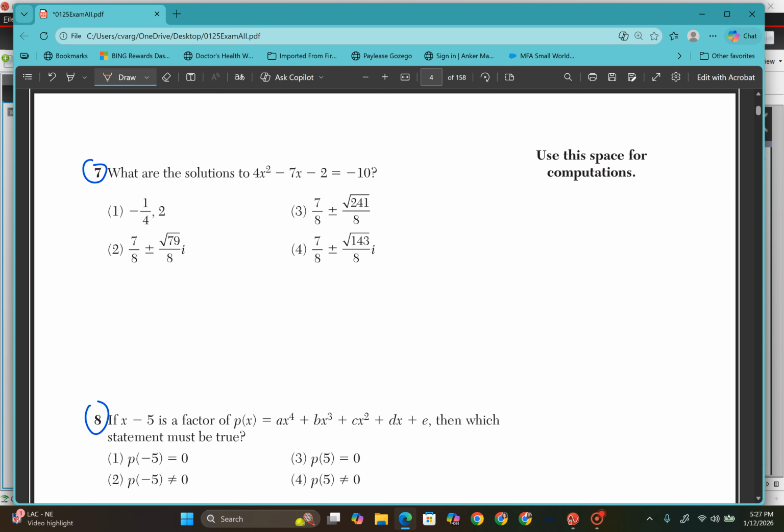All right, next one, solutions, right? So for this one, again, you could use the numerical solve, 100%. Should I show you how to do this algebraically? Well, this is when you'd have to use the quadratic formula. Let's see what numerical solve does for this.